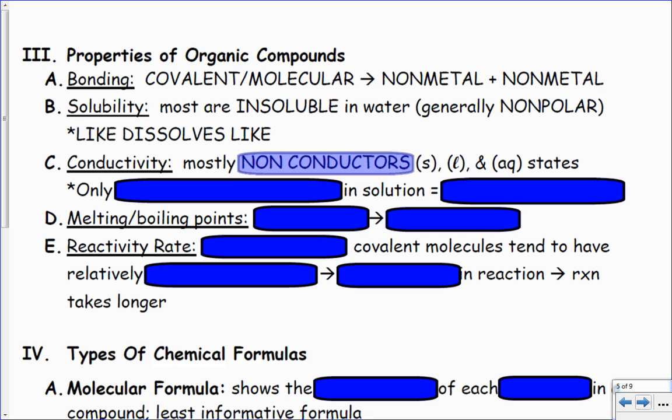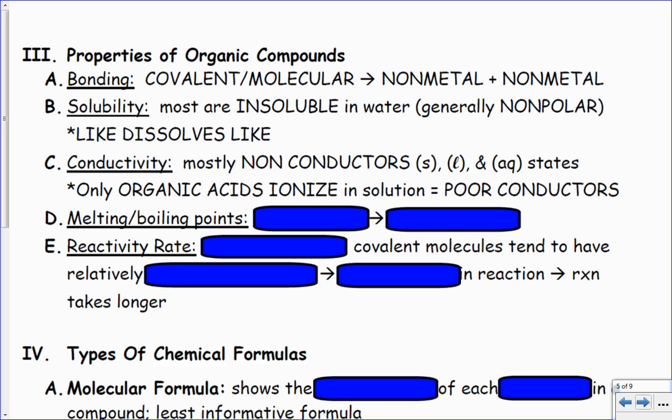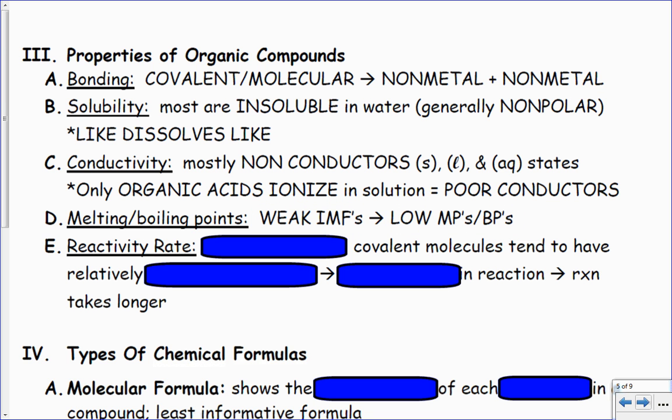Conductivity of organic compounds. Most are not conductors, whether solid, liquid, or aqueous. These things do not create ions when they're in solution. They're not electrolytes. There's one exception, of course, organic acids, but those are really weak, poor conductors. That's like vinegar. It doesn't conduct electricity very well. Generally speaking, they follow the properties of covalent compounds, very low melting and boiling points because they have weak IMFs, intermolecular forces.